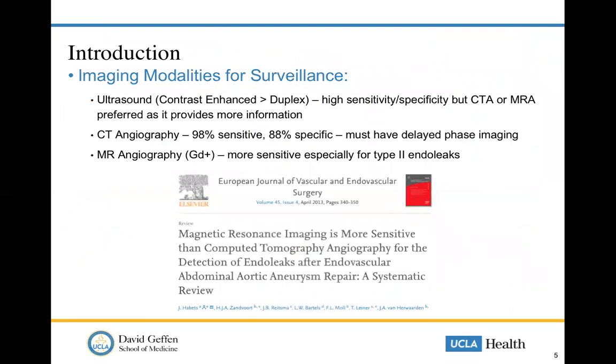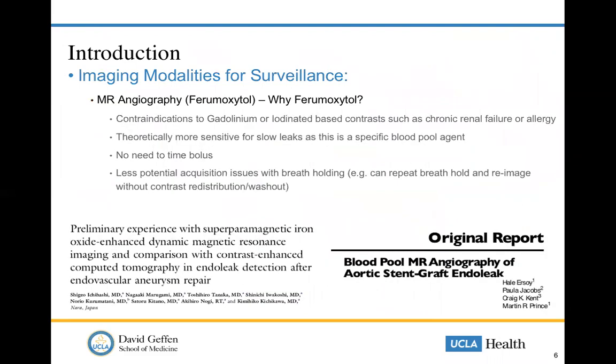So what are your modalities for surveillance? Ultrasound, CTA, and MRA are all possible modalities. CTA and MRA are preferred as they're both sensitive and specific and provide more information. MR can be done with gadolinium or with ferumoxytol.